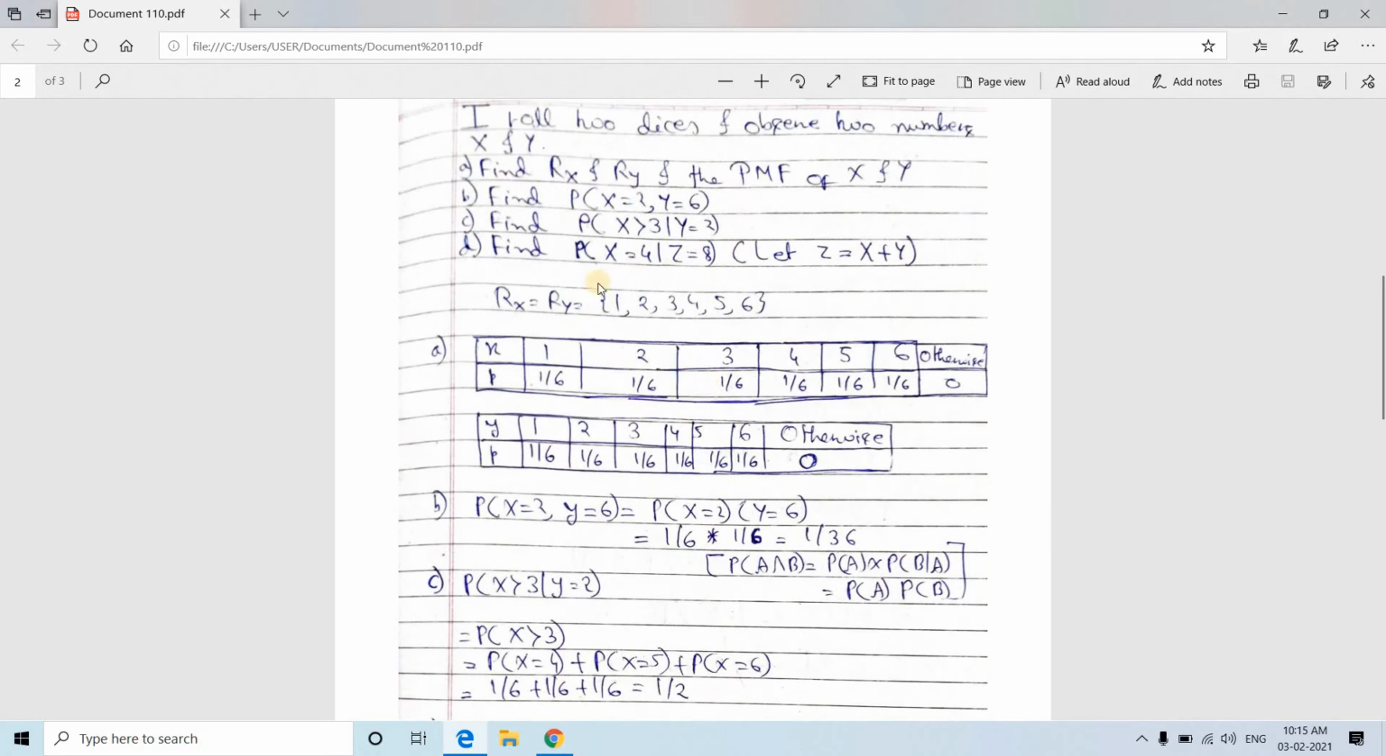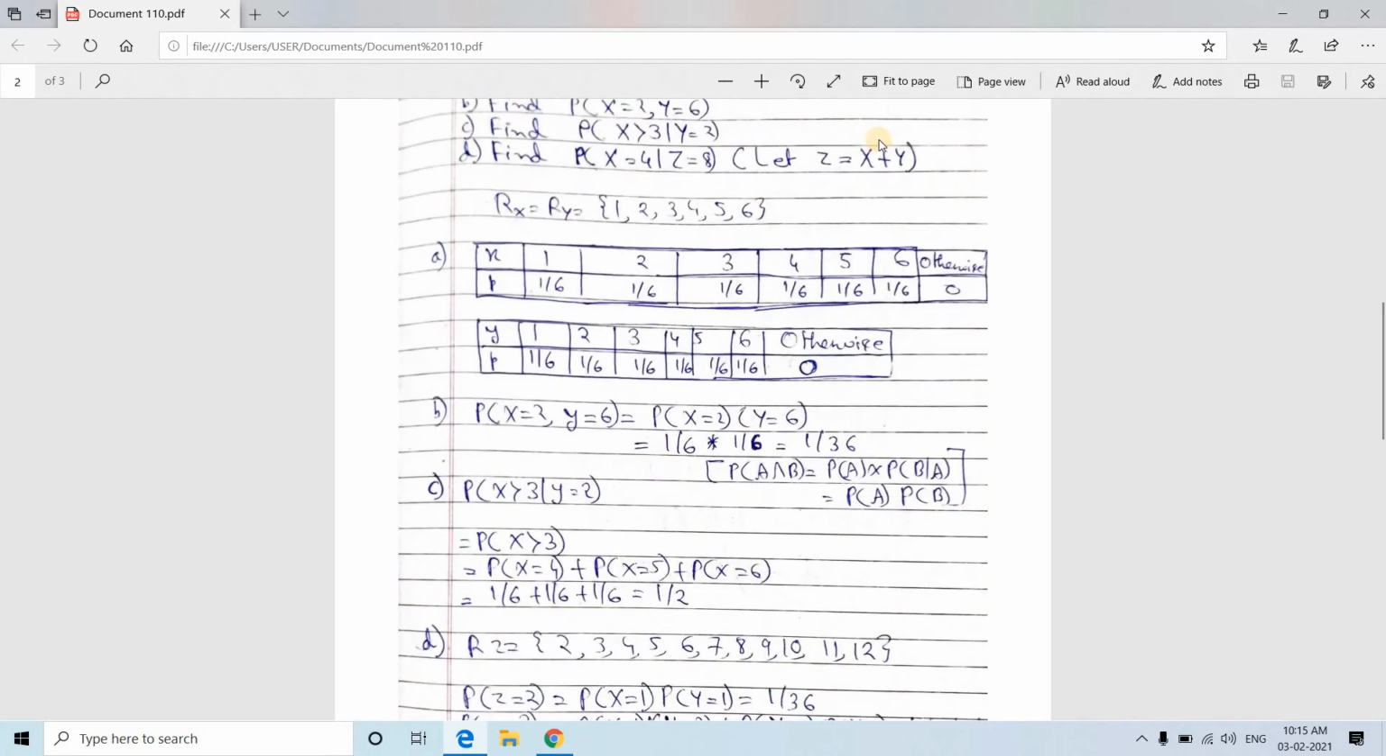Either 4 might come, or 5 might come, or 6 might come. Now the thing is that they are mutually exclusive. Try to understand why. When you are throwing a dice, either 4 will come, or 5 will come, or 6 will come. It is not possible that any combination will happen simultaneously. So P of x greater than 3 is nothing but the probability of x equal to 4 or 5 or 6. But as they are mutually exclusive, we can say P of x equal to 4 plus P of x equal to 5 plus P of x equal to 6.